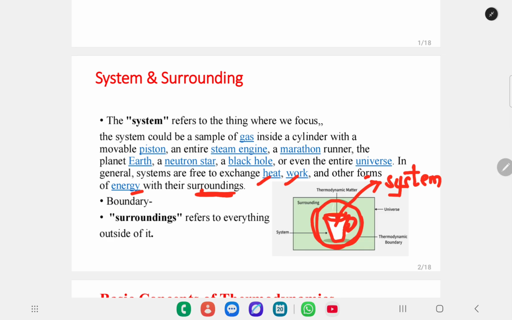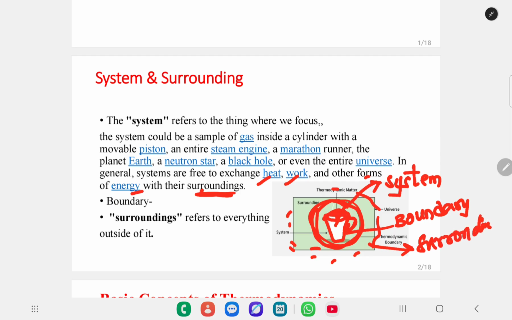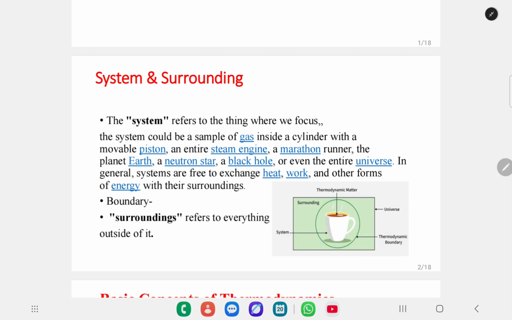We can consider the cup's boundary also as a boundary, or this also as a boundary. And what is the total thing outside? This is the surrounding. Other than the system, whatever is there, that is the surrounding. Understood? So here surrounding should not be very far. Surrounding should be in such a way that the system's effects should influence it.